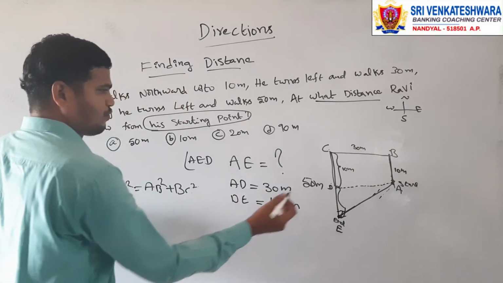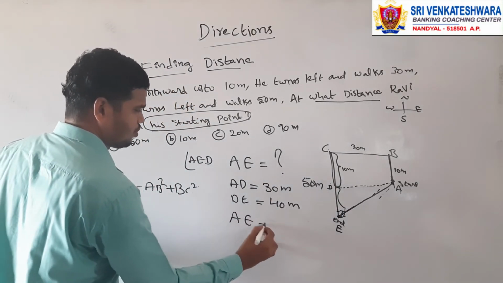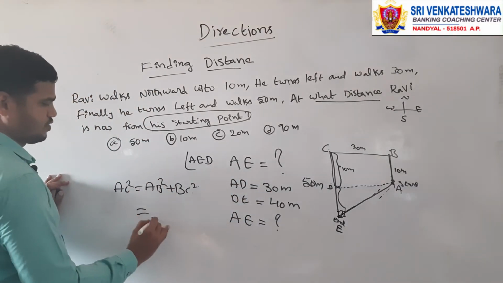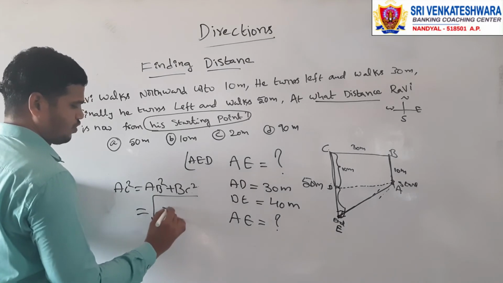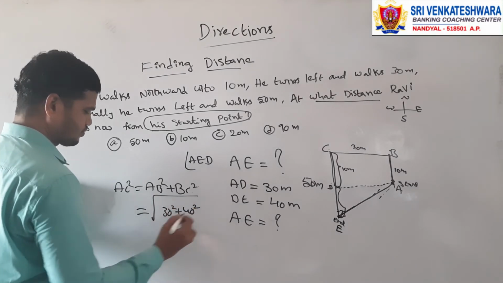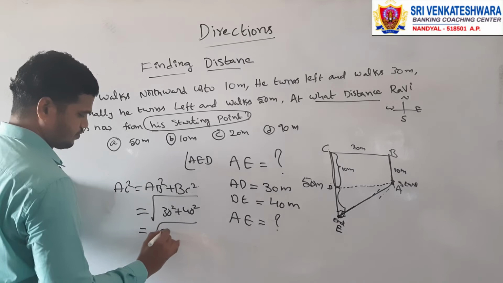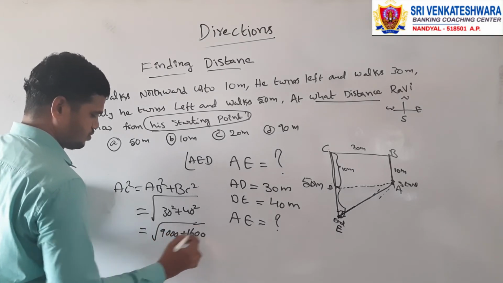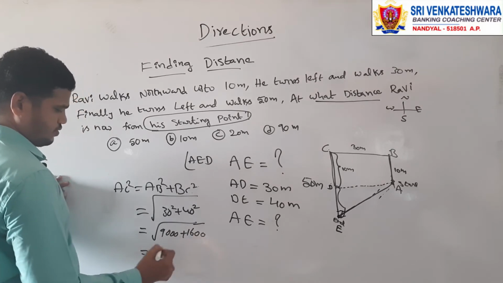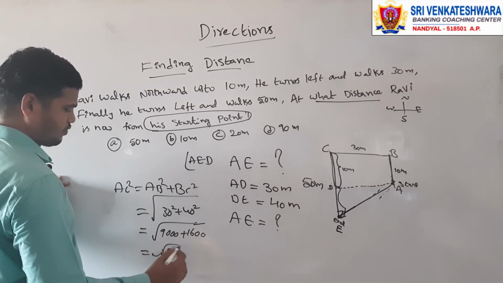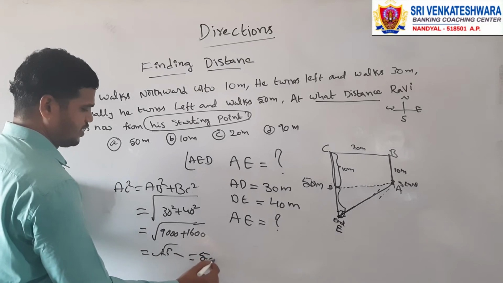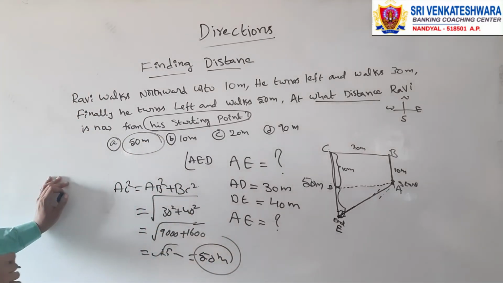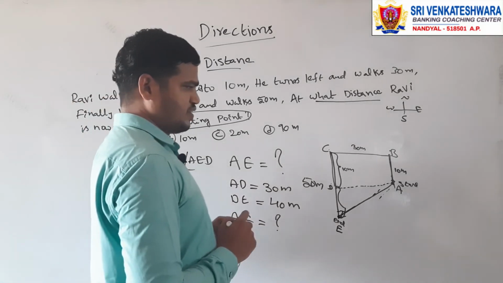So now you need to find out AE is equal to how much? Apply the formula here: square root of 30 square plus 40 square. Square root of 9 with 2 zeros plus 16 with 2 zeros. So totally it is 25 with 2 zeros, that is the square root of 2500, which is 50 meters. This is your answer. Okay, so don't get confused here.